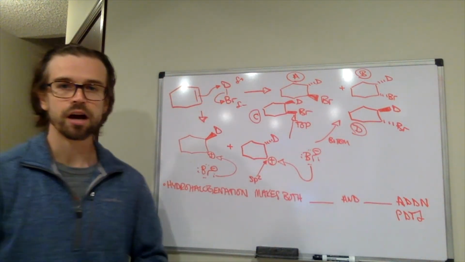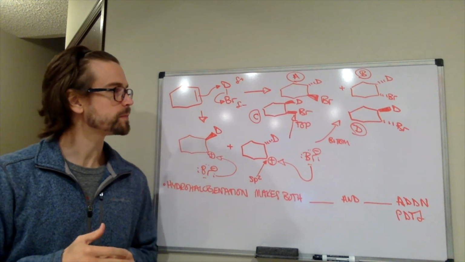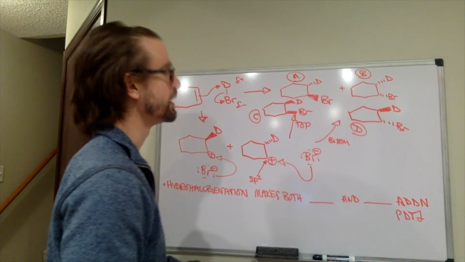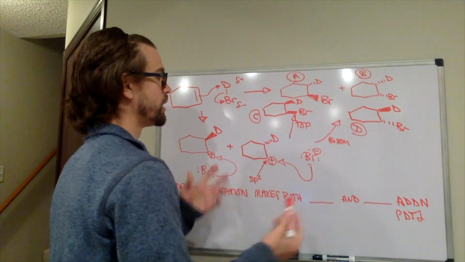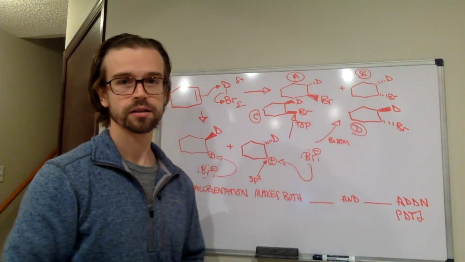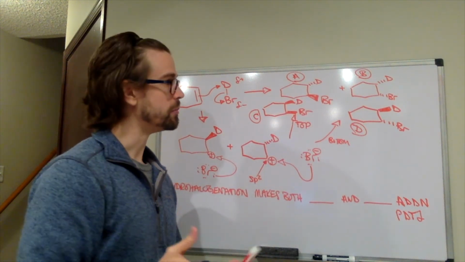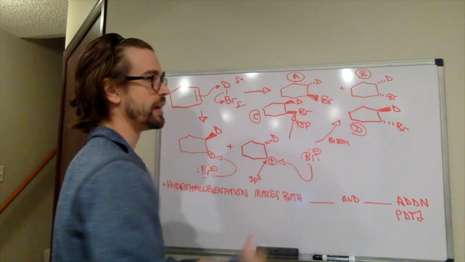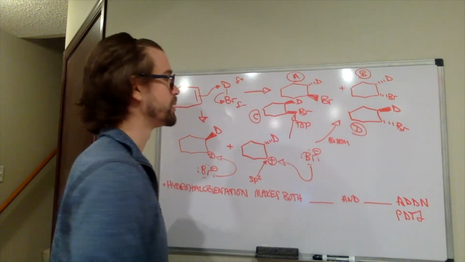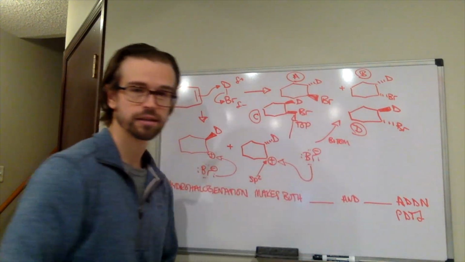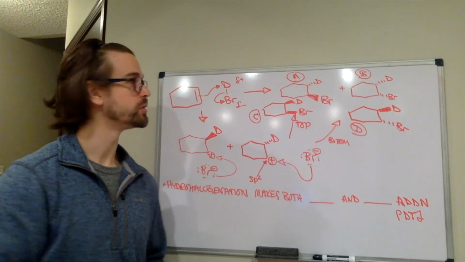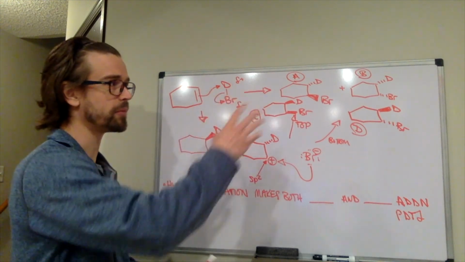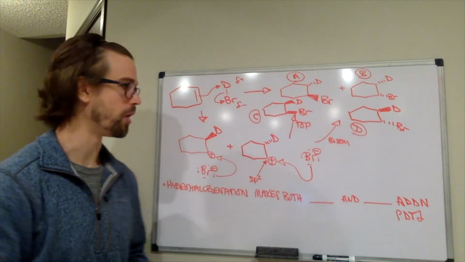Are any of these identical to one another? Well, we already said A and B are diastereomers. What is the relationship between C and B? Yep, C and B are enantiomers. And what's the relationship between C and A then? Diastereomers. What's the relationship between A and D? Yep, those are enantiomers. So again, make sure you're writing these things out. You should be able to tell me the relationship between all of those different molecules.